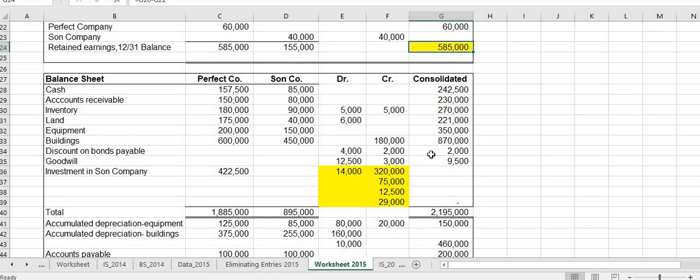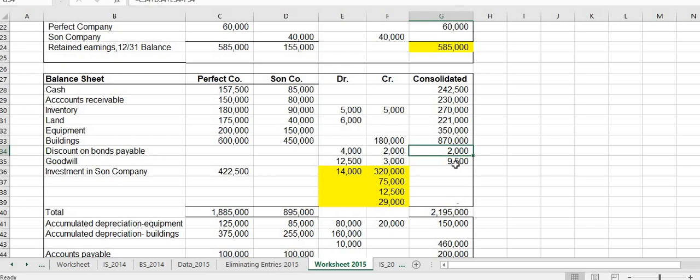As to balance sheet accounts, it was the same process. You are to combine the balances for the parent and subsidiary. So you have cash, we have 240 to 500. Then for accounts receivable, that's actually 230,000. For inventory, that's 180 plus 90 plus 270, kasi we have debited and credited 5,000 at the same time. And then for land, we have 125 plus 40 plus 6 is 221,000. For equipment, still we have 350,000. For building, we have 870,000. As to discount, so we have debited 4,000 but credited 2,000. So the amortization, we have 2,000 na lang.